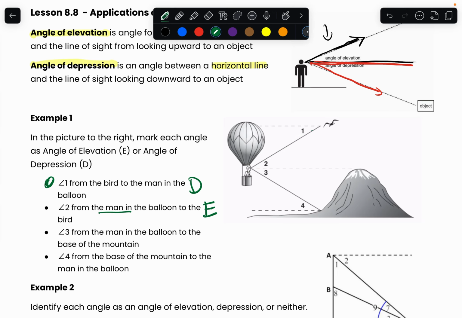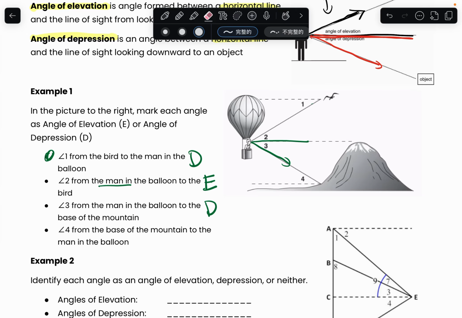Next one, let's do angle 3. For angle 3, we're looking from the man in the balloon down to the base of the mountain. So we're looking down and we have a horizontal line right here. Since we have a horizontal line and it's looking down, that's going to be angle of depression. So I'm going to put D.